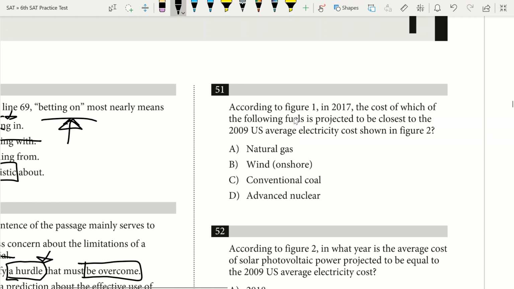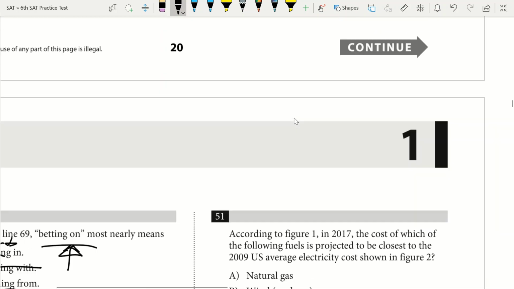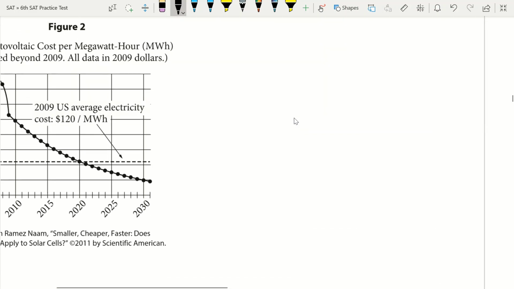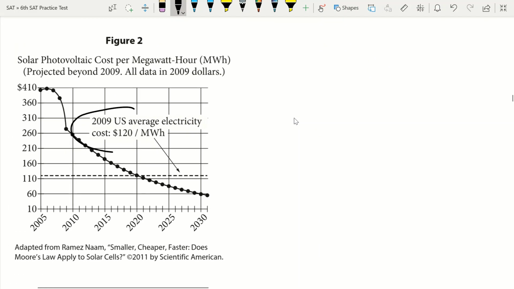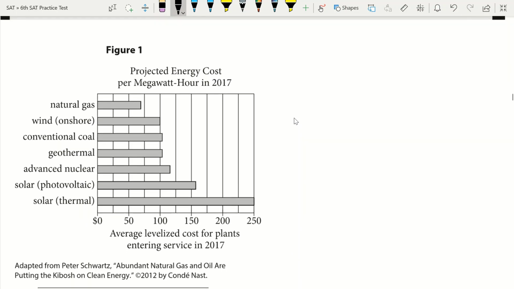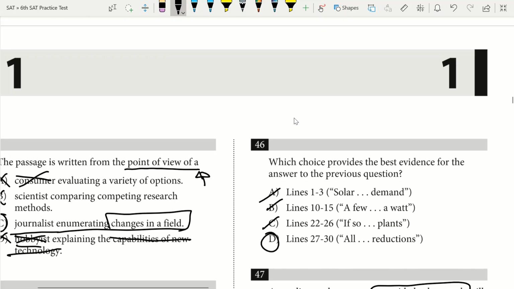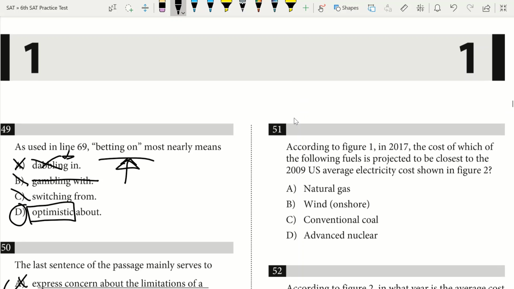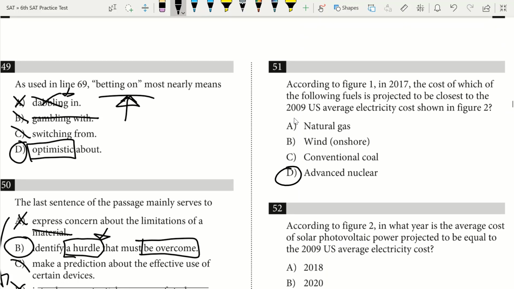51, according to figure 1, in 2017, the cost of which of the following fuels is projected to be close to the 2009 average? All right, in figure 2 it says 2009 average cost was $120 per megawatt hour. Let's take a look at which one crosses that or is closest to that. I see 120 is going to be right around here, and I see that that's advanced nuclear. So advanced nuclear would be my answer for 51. I see that that's going to be answer choice D.